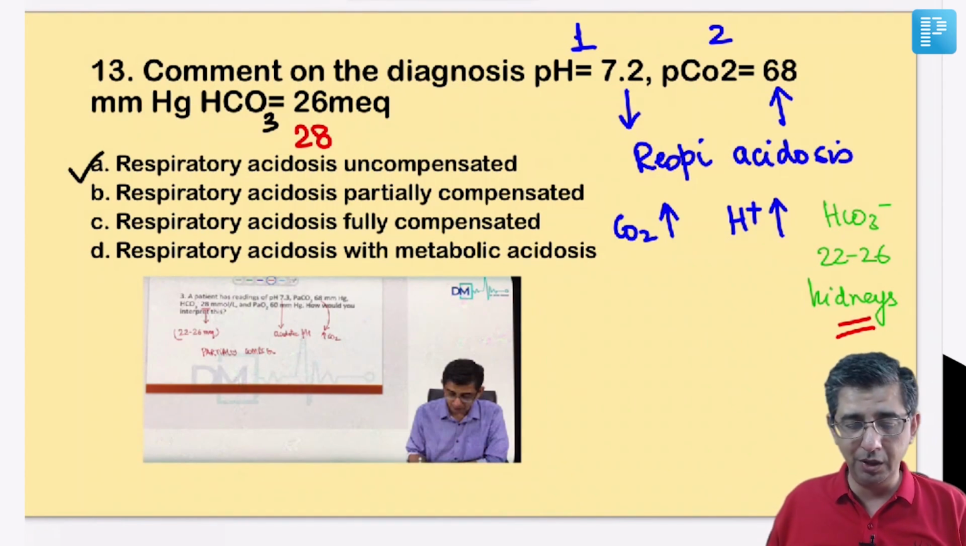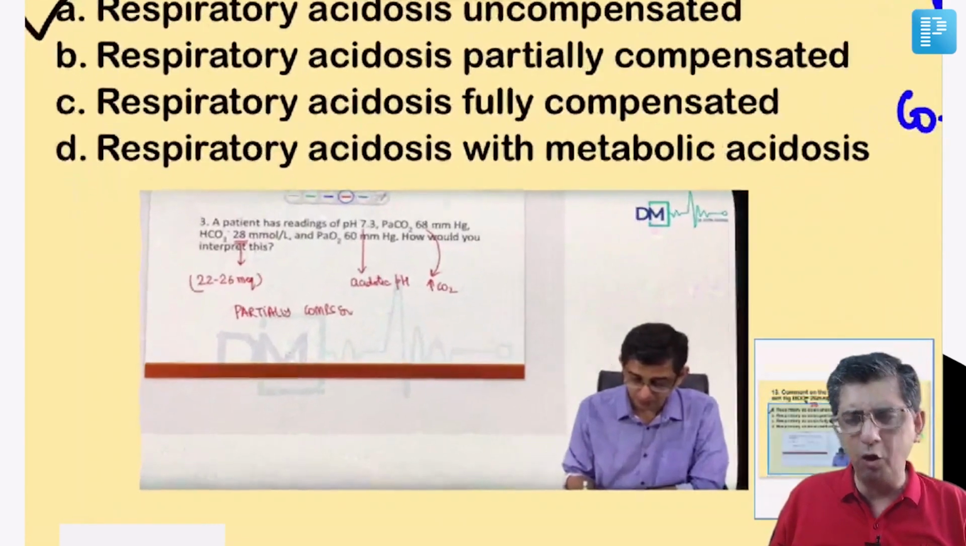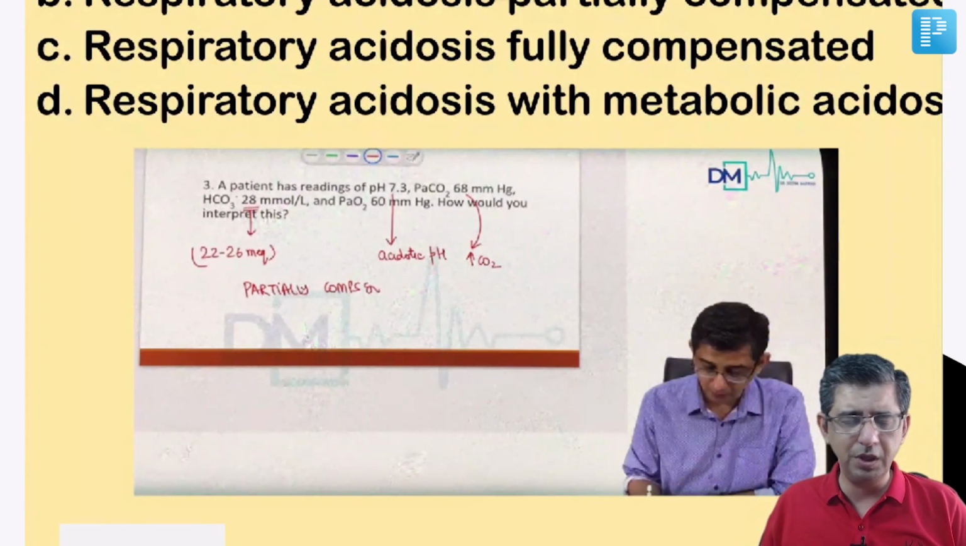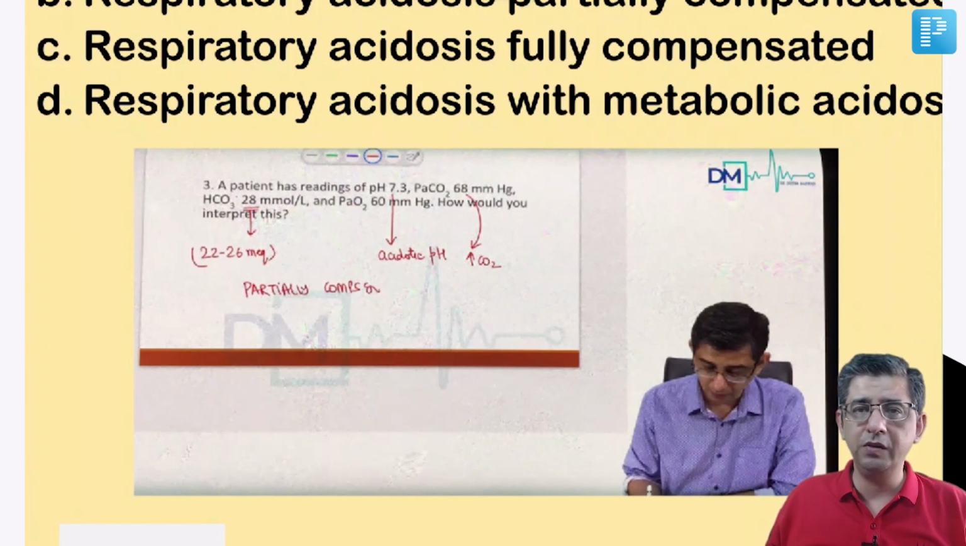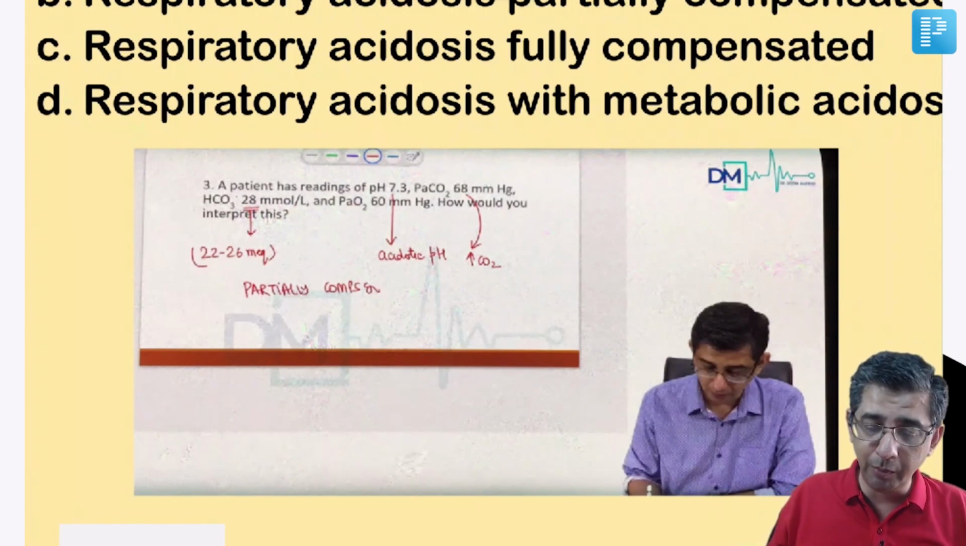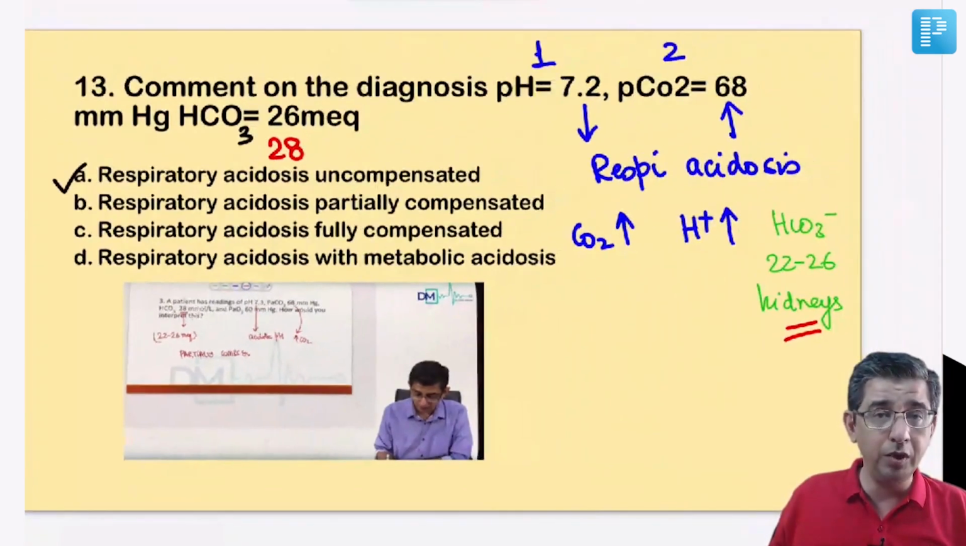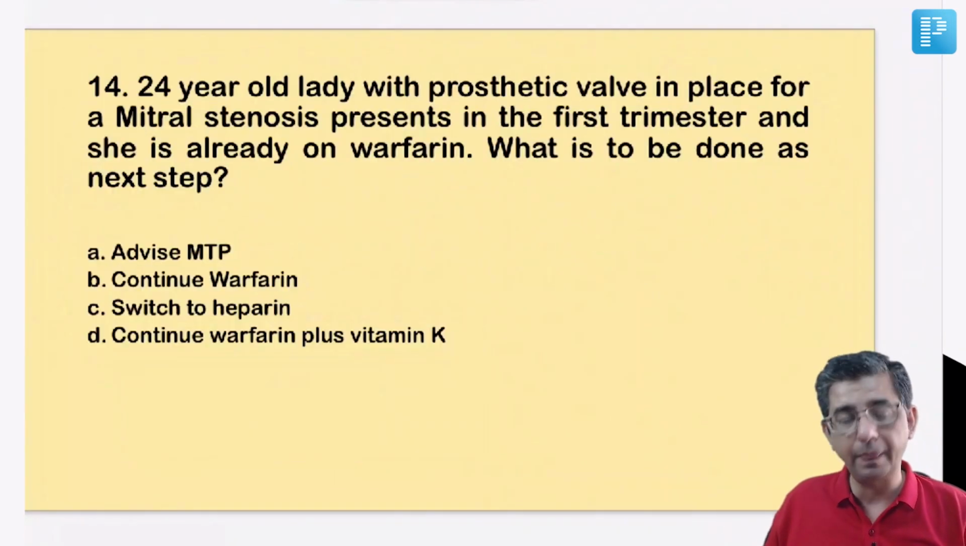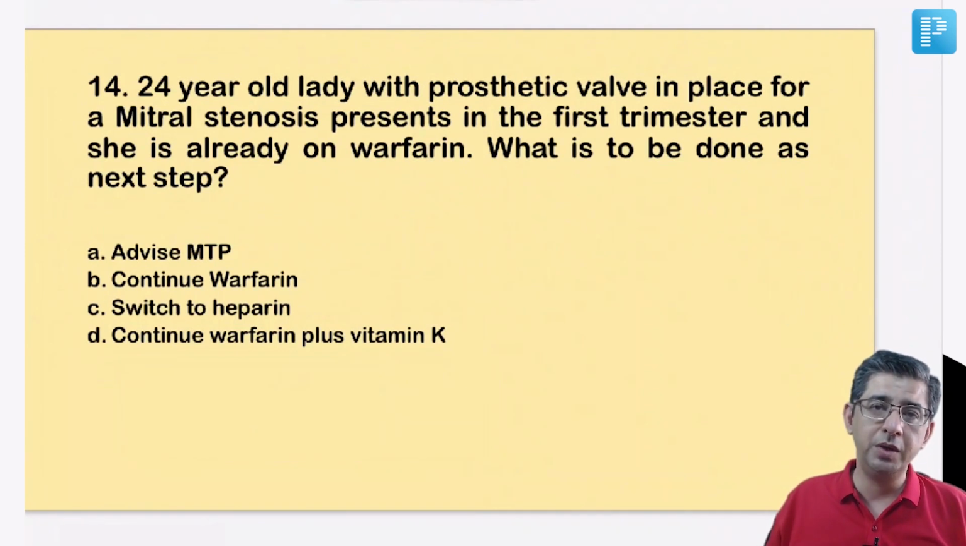The answer to this question is option A, and there are almost similar values: pH 7.3, PCO2 68, bicarb 28. That's what I've highlighted even in the ABG section in the app. So if you get time, especially if you are planning to prepare for your higher exams, do have a look at it. The fourth question is pharma/medicine.